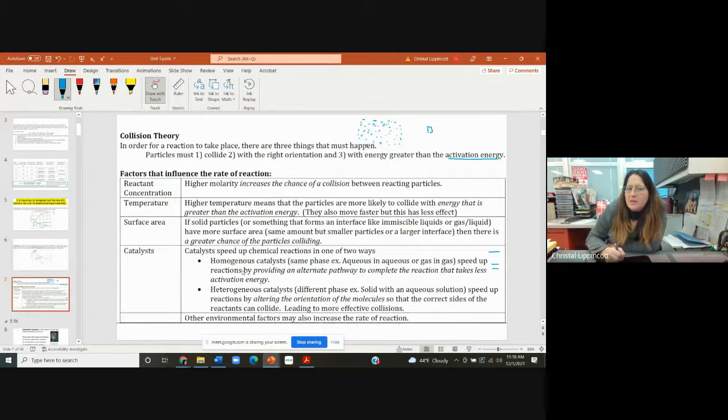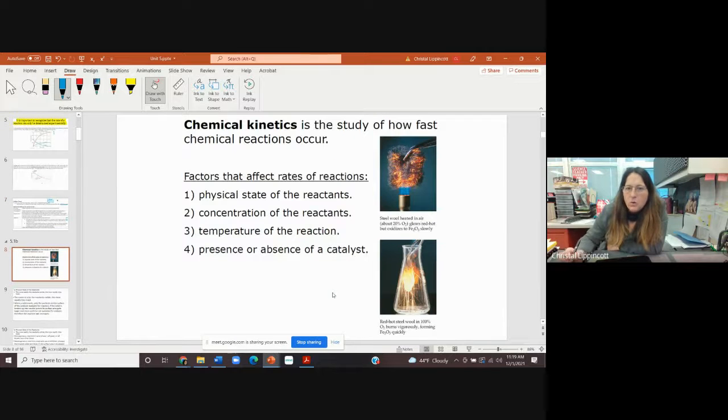One of the other types of catalysts, so this was a homogeneous catalyst, okay? That means that it's in the same phase as your reactants. Heterogeneous catalysts then are in a different phase. They're going to alter the orientation of the molecules, so that the molecules are more likely to collide and you're going to have more effective collisions. Okay. So other environmental factors also can affect that, but these are primarily the ones that they look at in AP Chemistry. Okay.